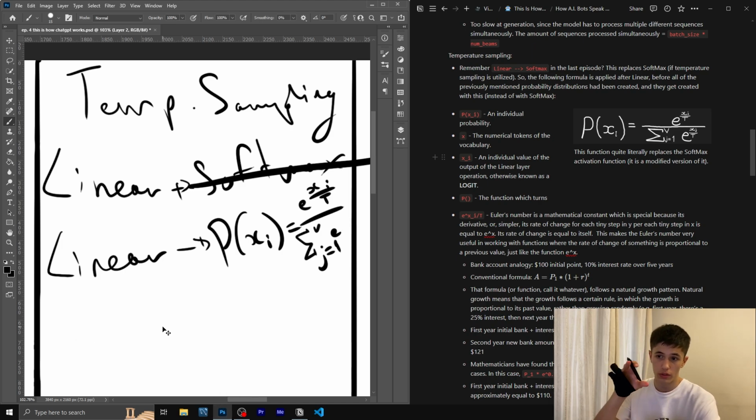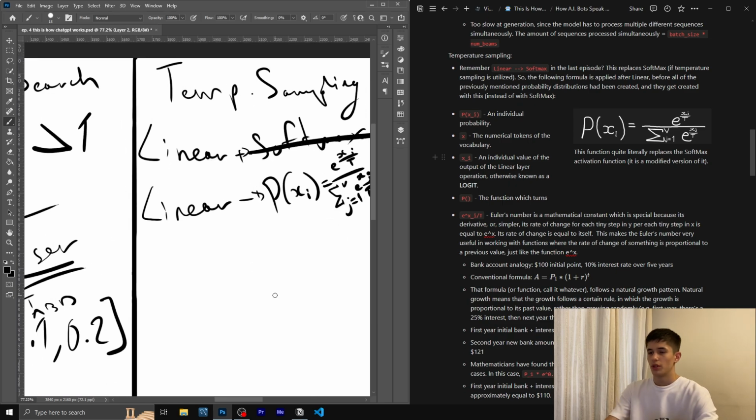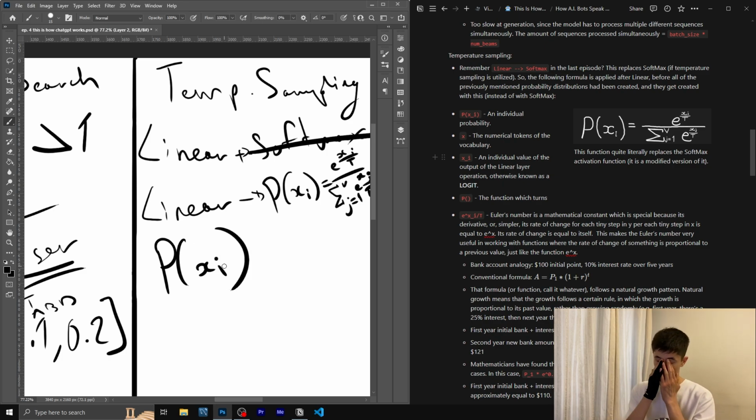And then from that one, we select randomly, but you'll see right now, okay? So let's break this down step by step. You have this over here. How does it work? So P(xi) is an individual probability. Softmax generates probabilities, and in this case, this generates probabilities, and this x is an individual value of the linear layer operation, otherwise known as a logit. So the x is the logits, right?